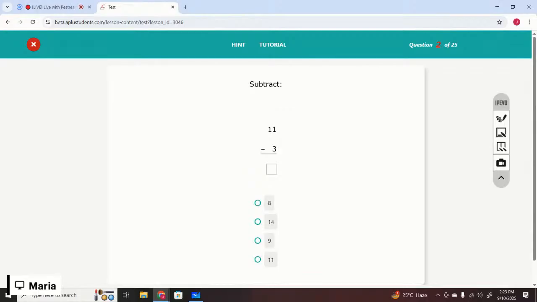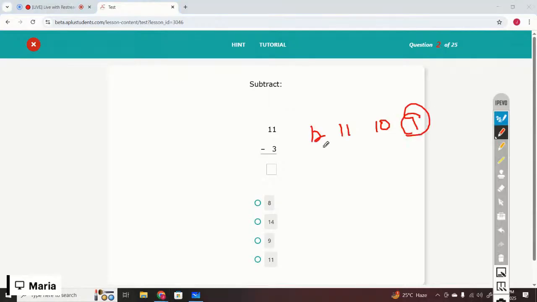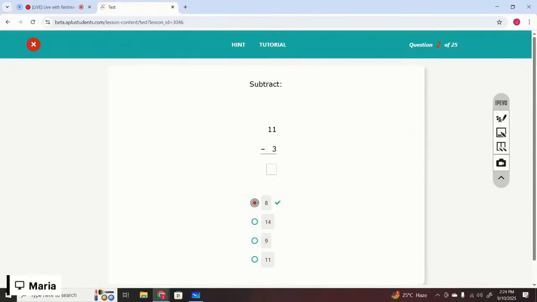11 take away 3. Start with 11 and count back 3. Which is the correct option? 11, 10, 9, and 8. So you end up on 8. Option number 1 is the correct option. Very good. 11 take away 3 is 8.